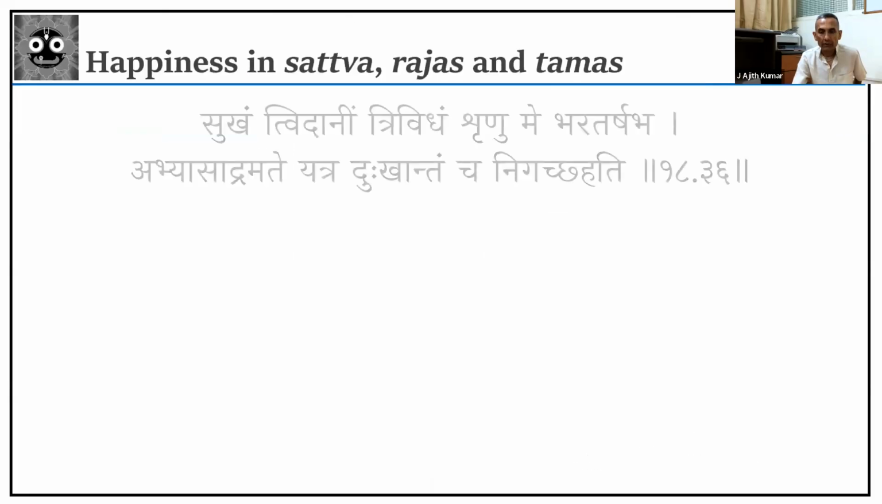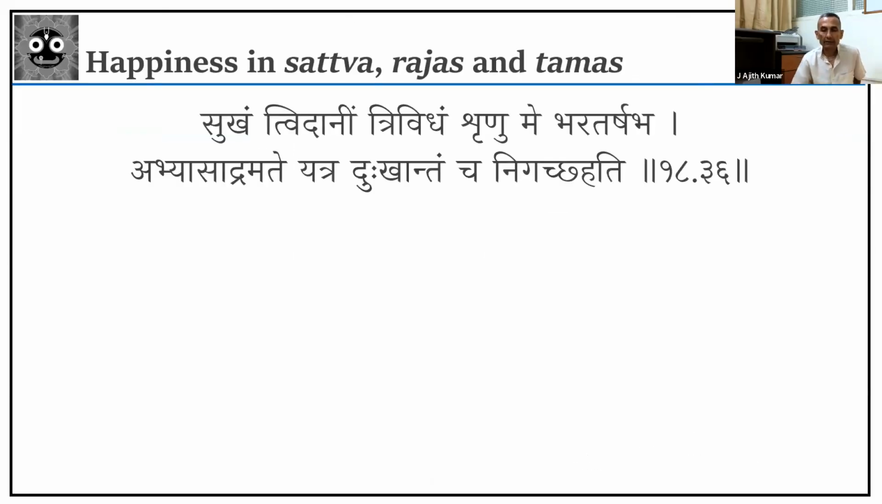Then Sri Bhagavan also talks about this in another place, in the 18th chapter. I'm just touching upon some pockets here to highlight how these gunas play themselves out in our life. It's about happiness in sattva, rajas and tamas. Sukham tu idanim trividham shunume bharatarshava. He says, now I'm going to tell you about the three gunas with respect to happiness, the influence they have on happiness, and how happiness is experienced by people who are predominantly under sattva, rajas or tamas.